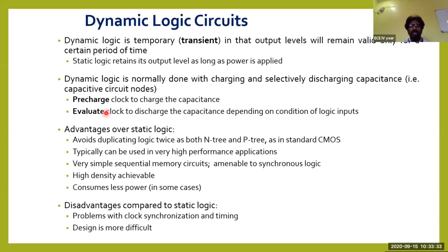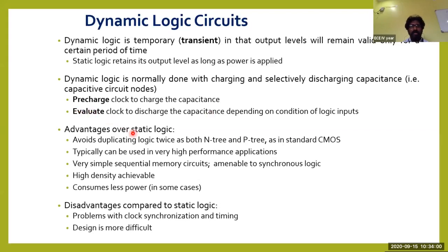So let us see now the pre-charge phase and the evaluate phase. The pre-charge clock is the clock used to charge the capacitance; a clock signal equal to 0 is the pre-charge state. The evaluate state is the clock used to discharge the capacitance depending upon the conditions of the logical inputs. We'll study what pre-charge, discharge and evaluate mean with some examples in the coming slides.